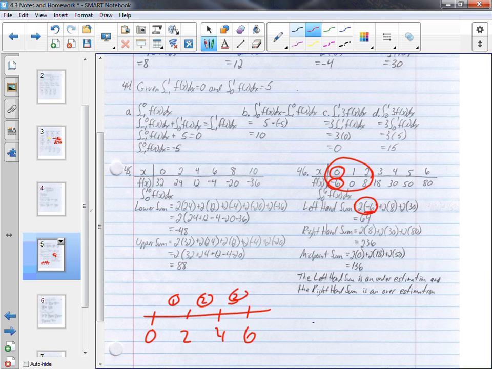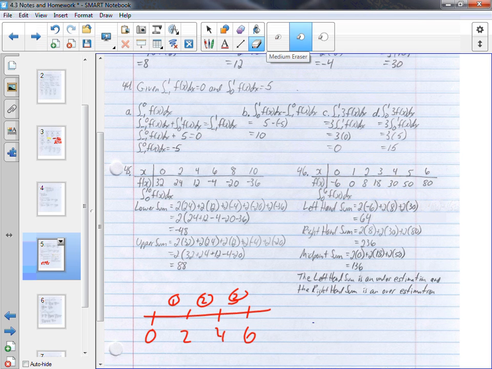All right, then the next interval goes from 2 to 4. So the left edge of that one is 2. The f of x that goes with it is 8. So that gives us the area of our next rectangle. And then from 4 to 6, 4 is the left edge. 30 is the f of x that goes with it. Do the arithmetic.